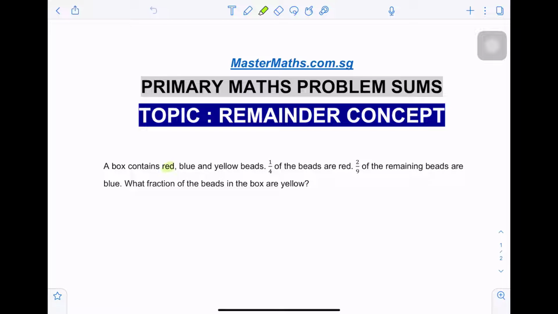A box contains red, blue, and yellow beads. 1/4 of the beads are red, 2/9 of the remaining beads are blue. What fraction of the beads in the box are yellow?